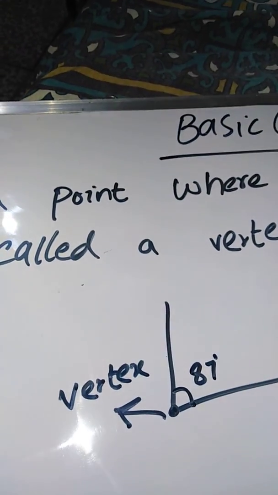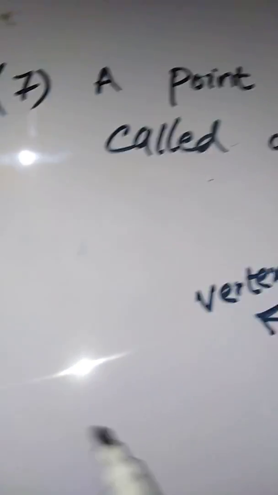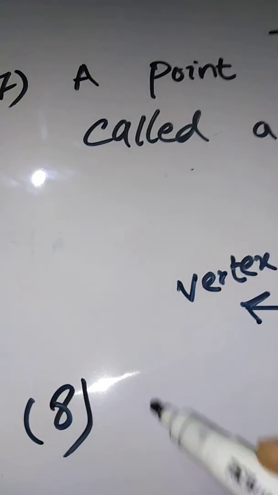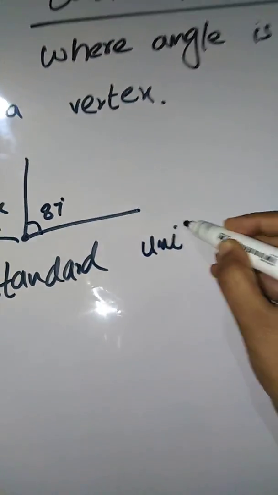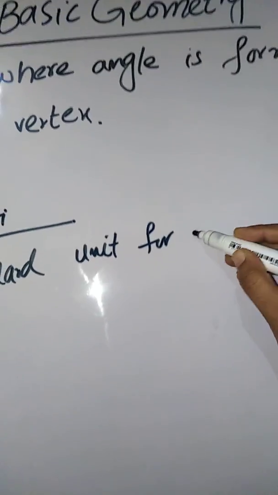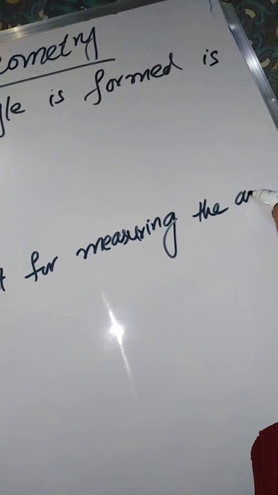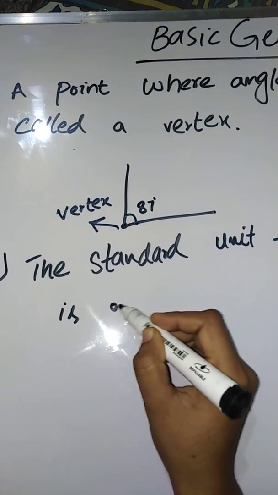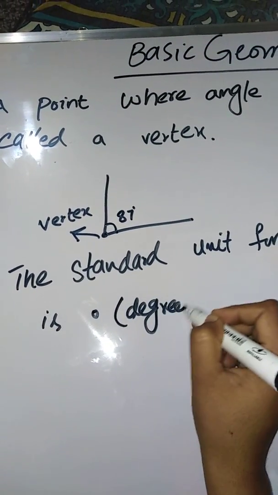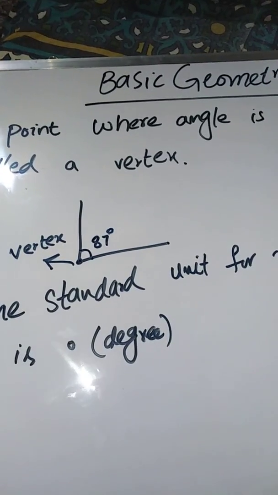Now you also have to remember that the standard unit for measuring the angle is the degree. You can see here I have put the degree symbol over here. So this is the standard unit for measuring the angle.